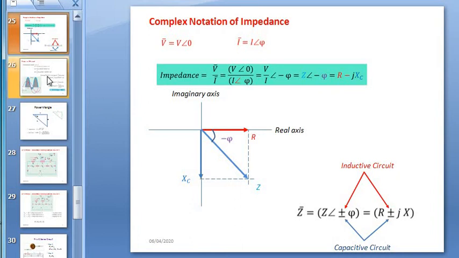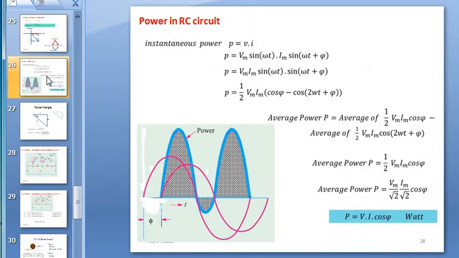From these notations we can draw the power waveforms. Many a time it is asked in exams, obtain the instantaneous power for the RC series circuit. How to obtain the instantaneous power? P is equal to the product of voltage and current. Voltage is Vm sine omega t. For the RC circuit, current is Im sine omega t plus phi. Current is leading, therefore plus phi.